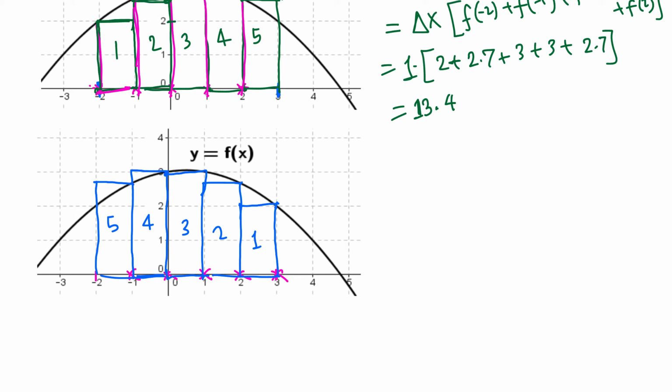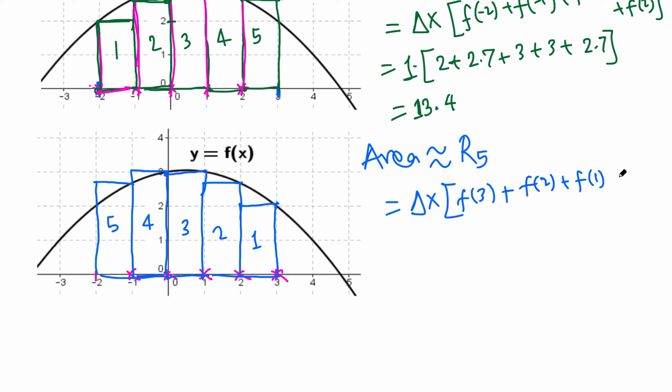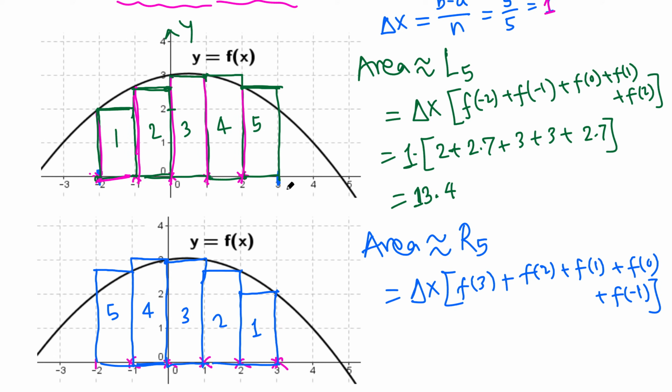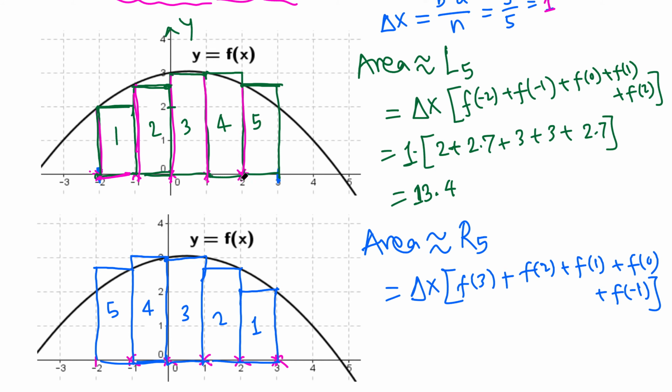Now we are ready to approximate the area using the right endpoints of 5 rectangles. Width times height. Width is delta x. Height is now found by f at 3, 2, 1, 0 and -1. Okay, we did not use the very left point. In this case, we did not use the very right point because this rectangle's height was given here.